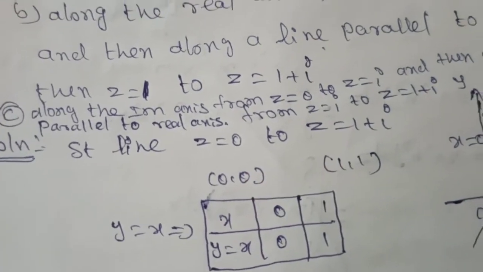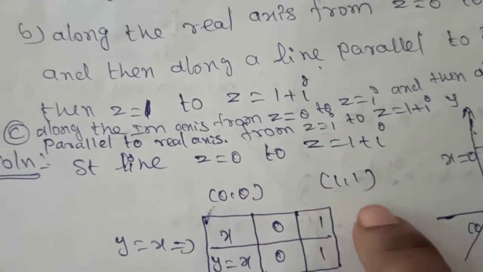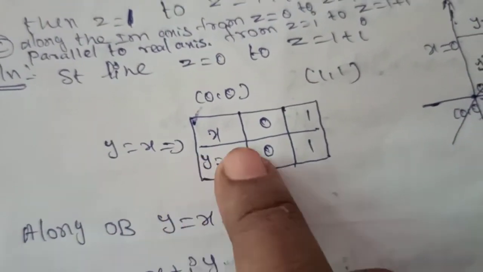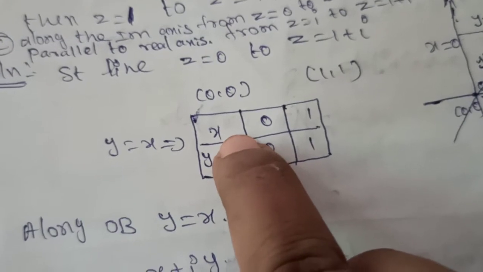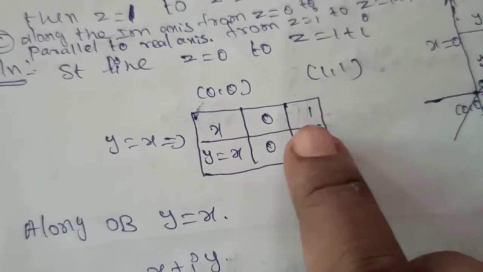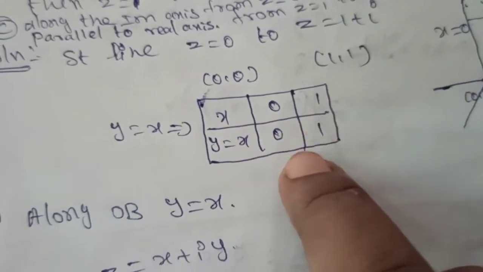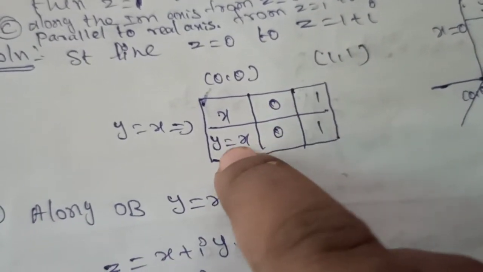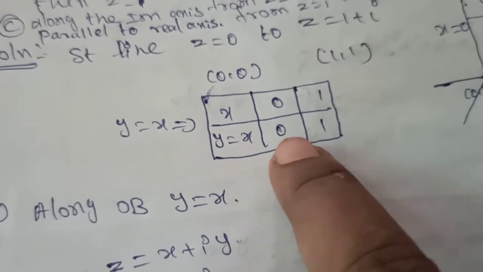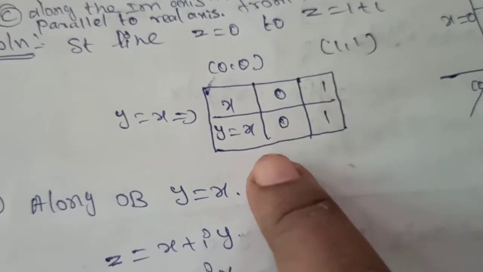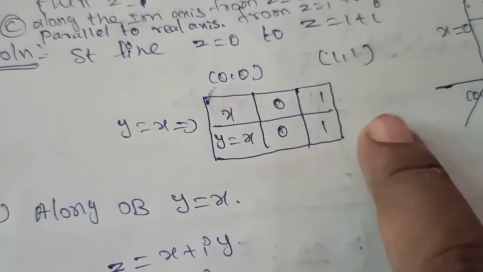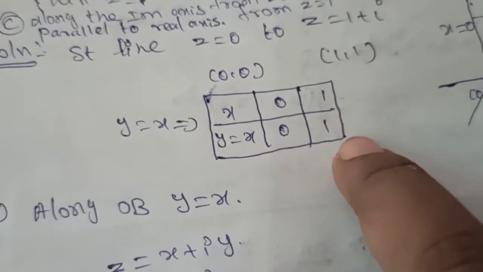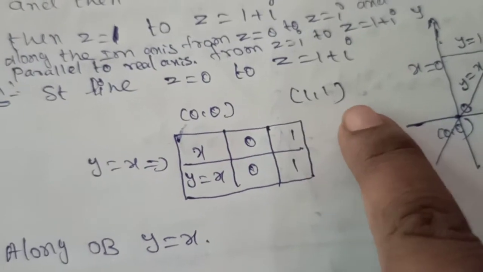This straight line passes through the points (0, 0) and (1, 1). For example, take y = x. Consider the x values 0 and 1. Substitute x = 0 in the equation, y becomes 0. Put x = 1, y becomes 1. Therefore, this straight line passes through the points (0, 0) and (1, 1).